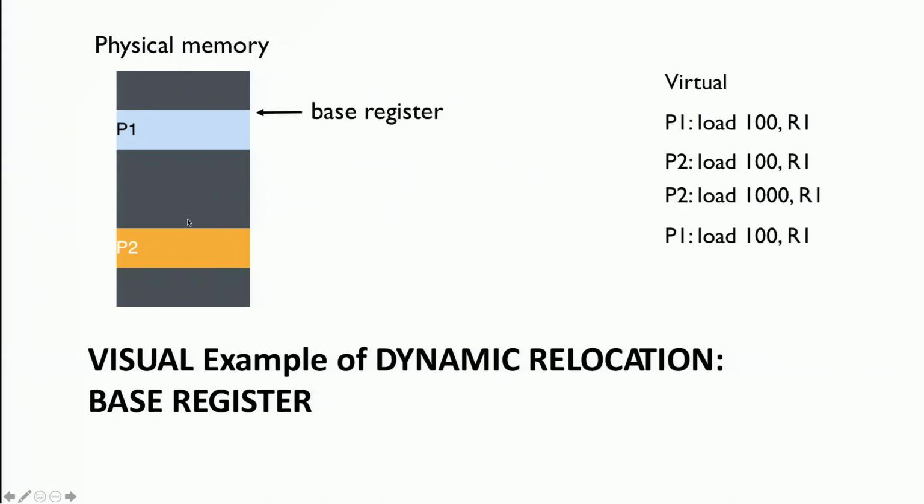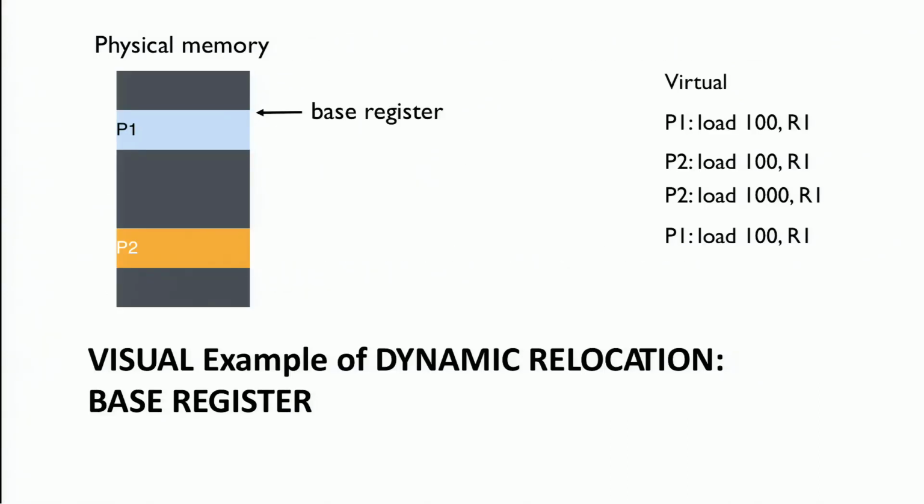Okay, so the key then is that we're going to have this base register that points to the base, or the start, of our address space. When we do a load from 100, we just add 100 to the base register, and that's the physical address that we need to generate.